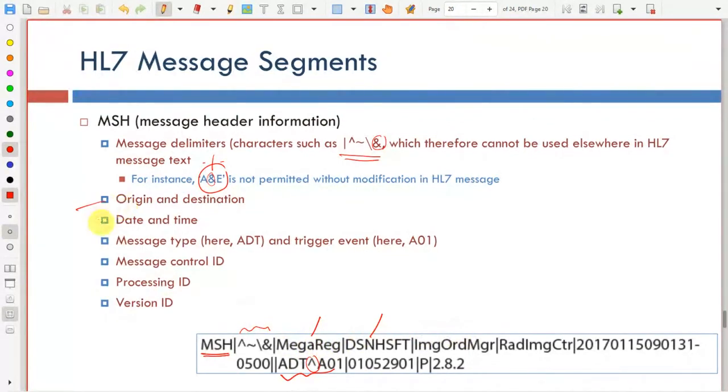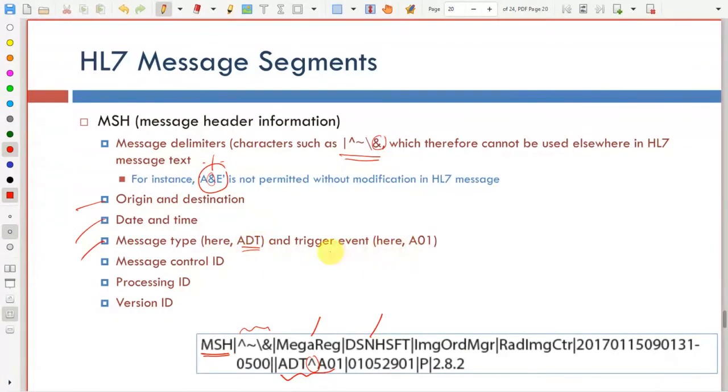Then you might have date and time. You might have the message type. For example, in the message header information, you can have ADT, which stands for admission, discharge, and transfer. Whenever you're sending that information from the HIS to the PACS, for example, you use an HL7 message, and the topic of the message, or the message type, would be ADT.